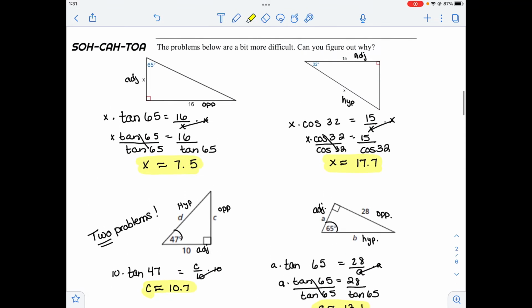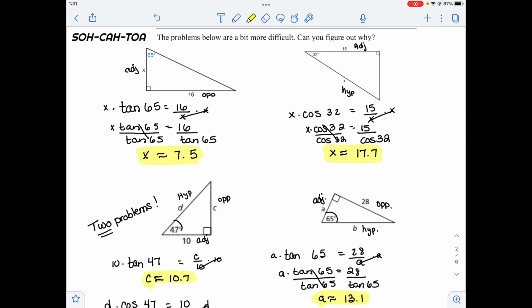So for these few problems, these are your answers. Notice that we had the variable, the unknown, in the denominator. That requires us to do another step. So make sure you understand that.